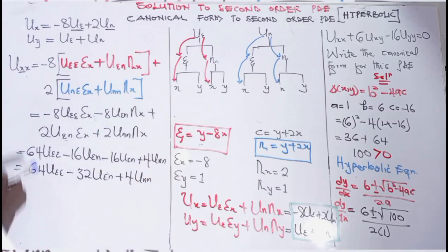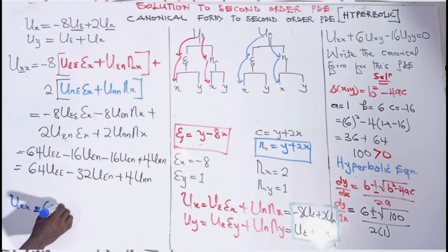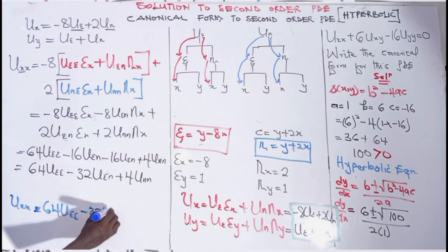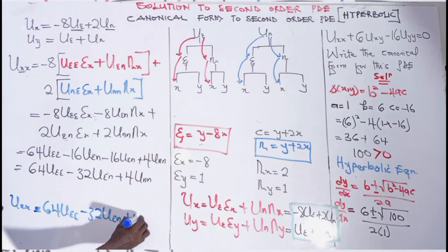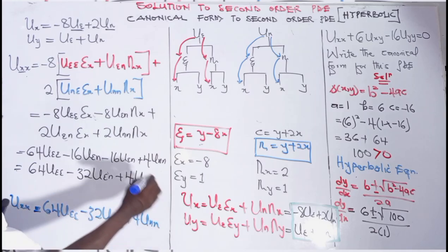So this means that the expression for u_xx, so we have u_xx is equal to what? 64 u_ξξ minus 32 u_ξη plus 4 u_ηη.